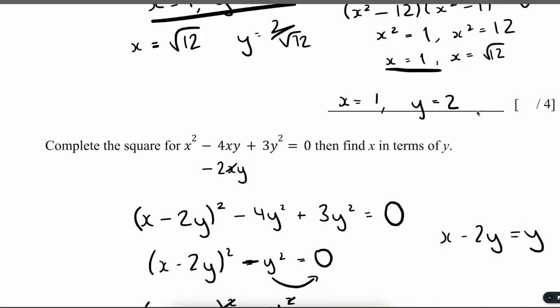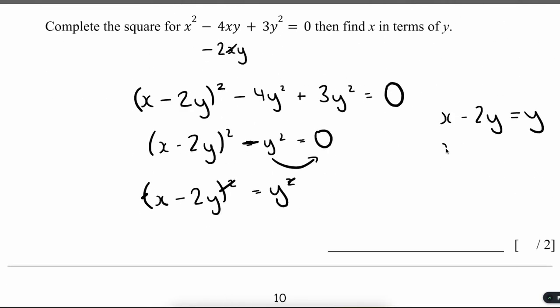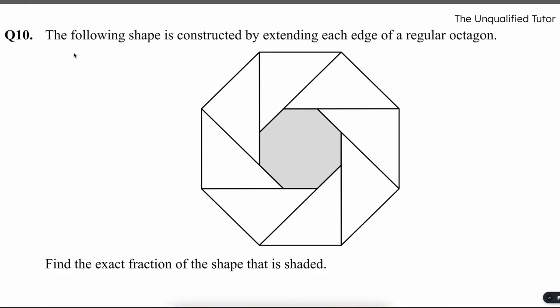And then the question asked us to find x in terms of y, so it's just x equals 3y. That's our answer. Question 10. The following shape is constructed by extending each edge of a regular hexagon. Find the exact fraction of the shape that is shaded.